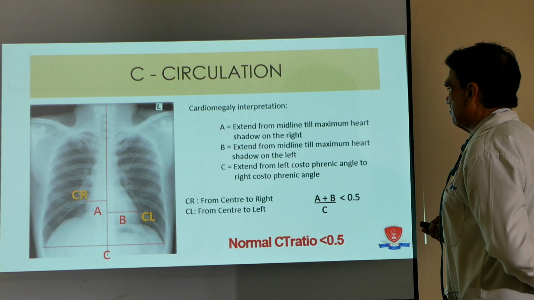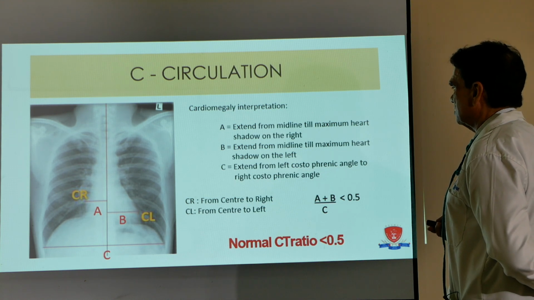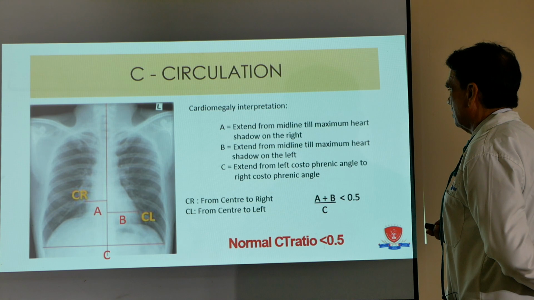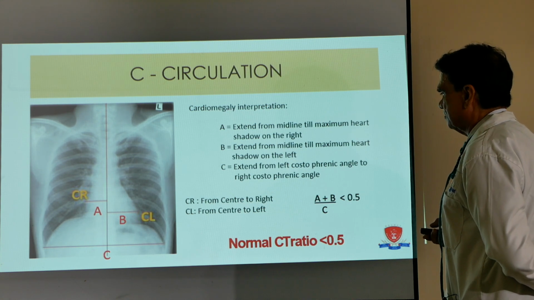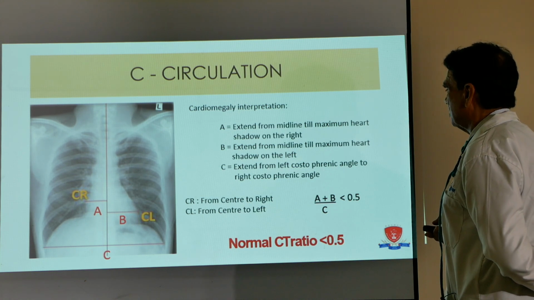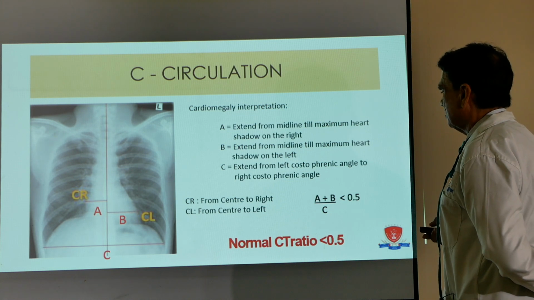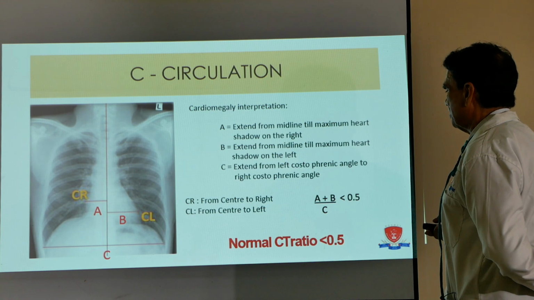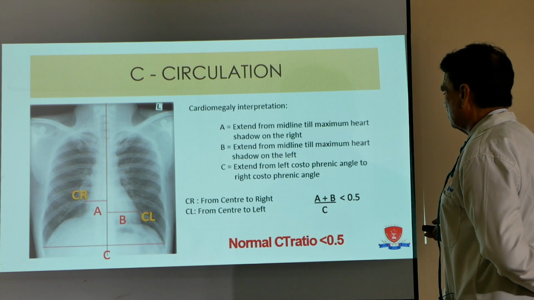Cardiomegaly is interpreted by a few lines. A is the line which extends from midline till maximum heart shadow on the right side. B is the line which extends from the midline till maximum heart shadow on the left. C extends from the left costophrenic angle to right costophrenic angle. CR is from center to right and CL from center to left.